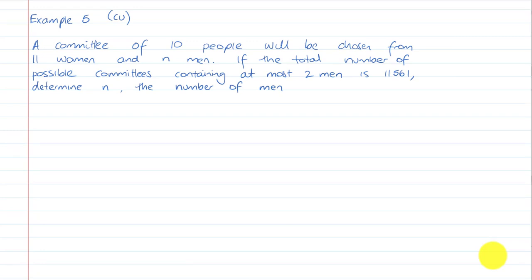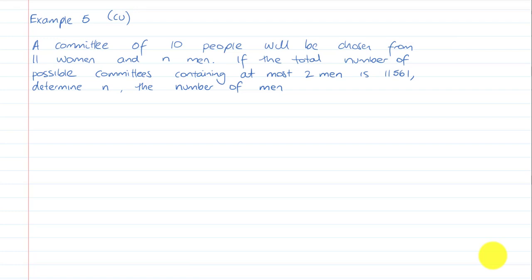So, a committee of 10 people will be chosen from 11 women and N men. If the total number of possible committees containing at most 2 men is 11,561, determine N, the number of men. Okay, so we know that there's 11 women and we know there's N men, and we're choosing 10 people. So 10 will be chosen.